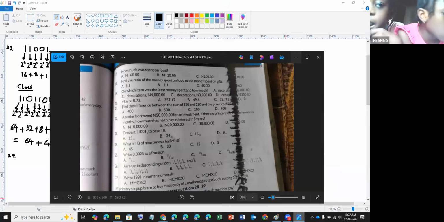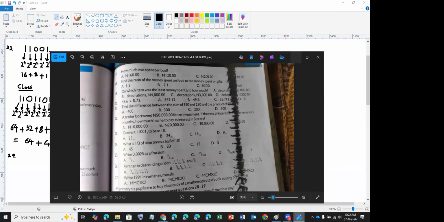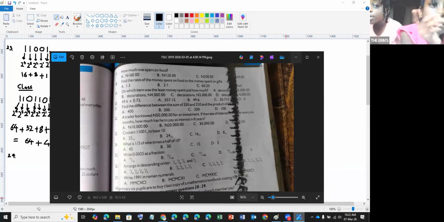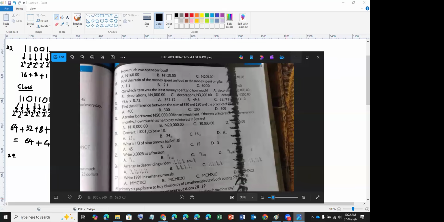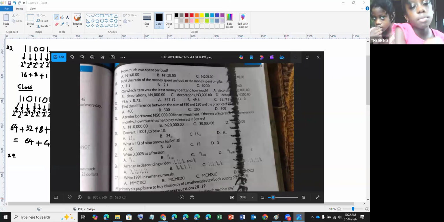Make it easy, sir. Thank you. What is 1/3 of 9 times a half of 10? How did you do this number, Faith? Hey, Favor, do you know, sir? Half of 10 is 5. 9 times 5 is 45. Half of 10 is what? Half of 10 is 5. Okay.